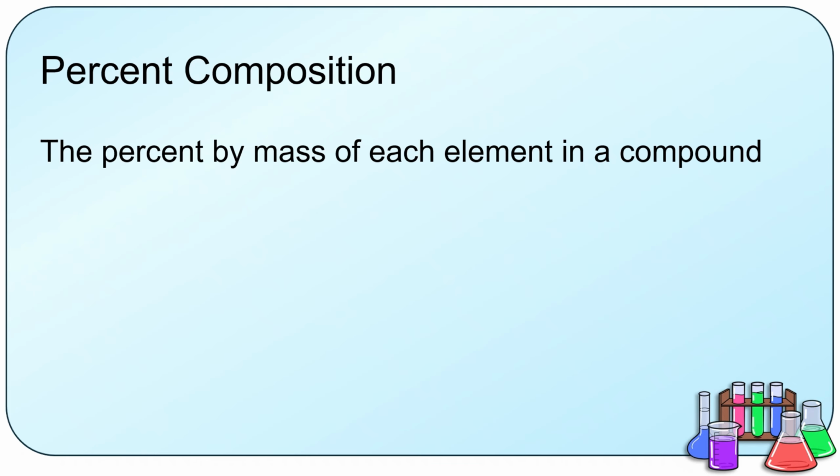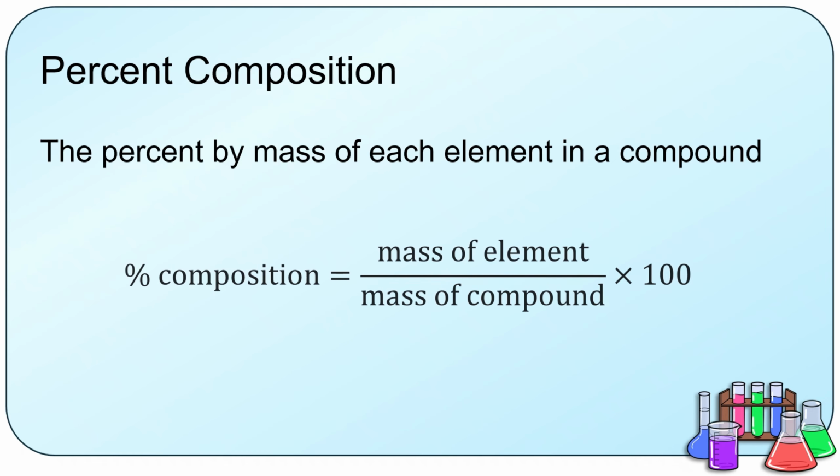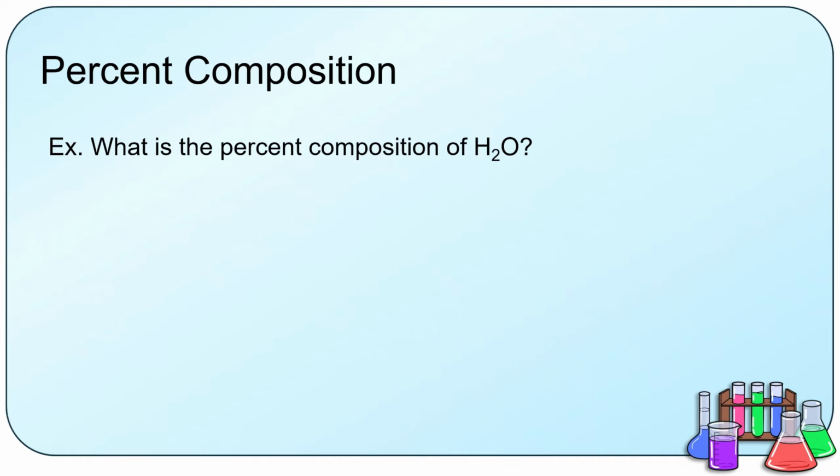Let's start with percent composition. Percent composition is the percent by mass of each element in a compound. To find the percent composition, you take the mass of each element in the compound, divided by the total mass of the compound, and multiply by 100. Let's use water as an example. What is the percent composition of H2O?